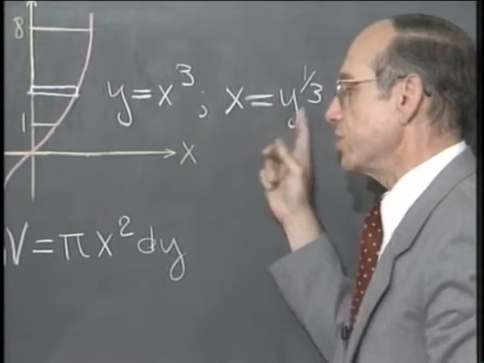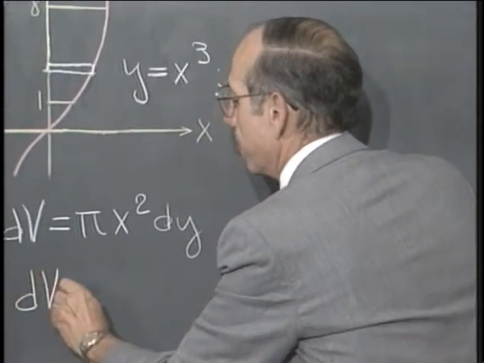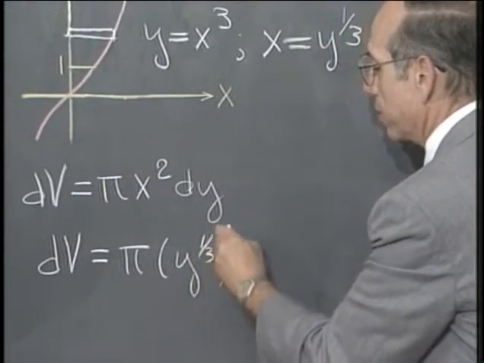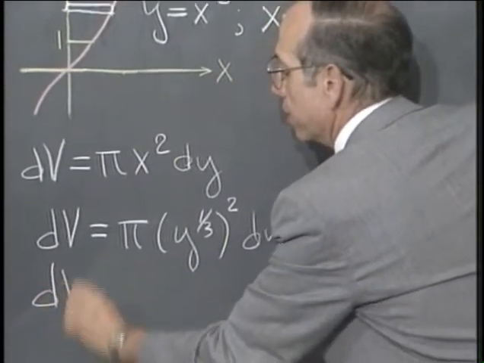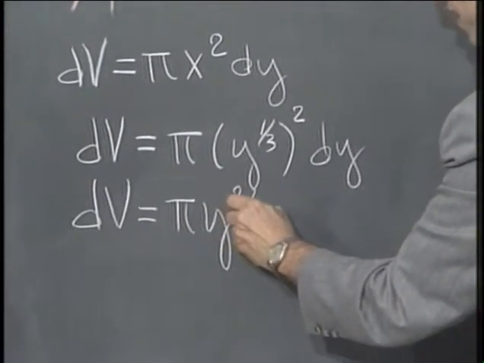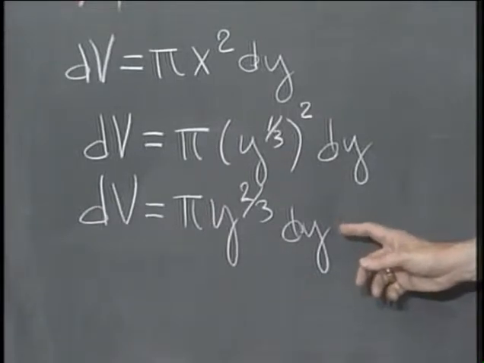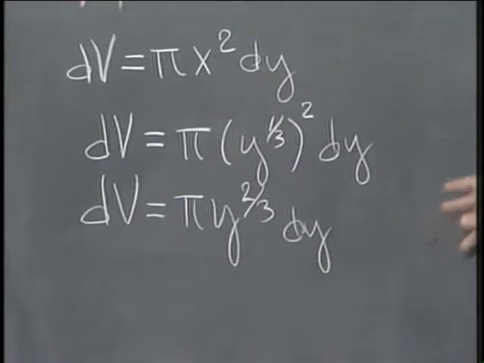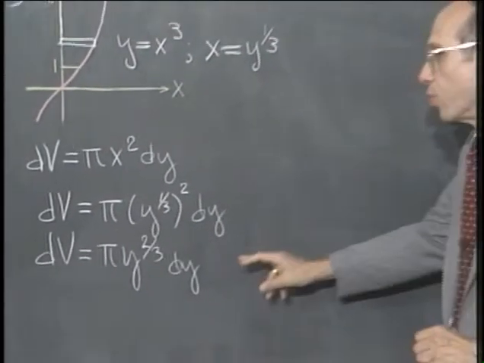We substitute x equals y to the 1/3 into the differential of volume right here. dV equals pi times y to the 1/3 power squared times dy. Or in other words, dV equals pi times y to the 2/3 power times dy. To find the volume, we're going to add up all these differential volumes. That means we're going to integrate with respect to y.